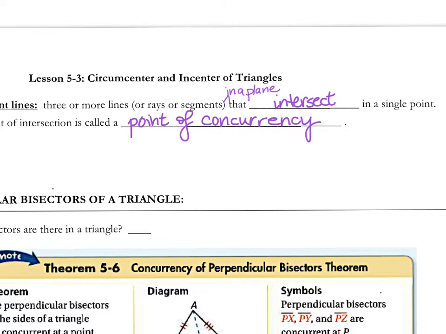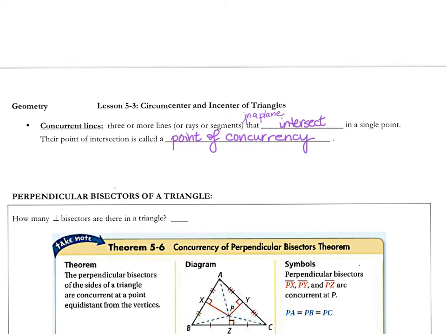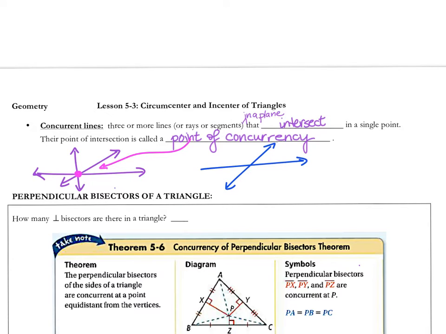So concurrent lines look like this. If you have at least 3 lines that are all intersecting in a single point, that point right there is called the point of concurrency. Now, the way you don't want it to happen is like this. Those lines are intersecting pairwise. 2 lines are intersecting each other, but they're not all 3 intersecting in a single point. So these would be not concurrent, whereas the purple lines are concurrent.